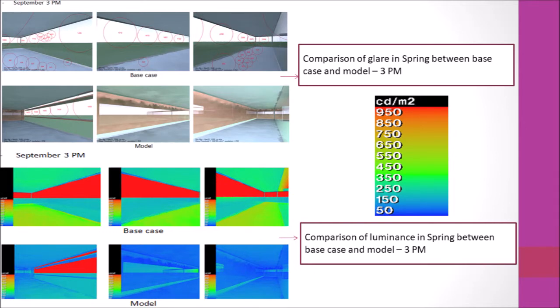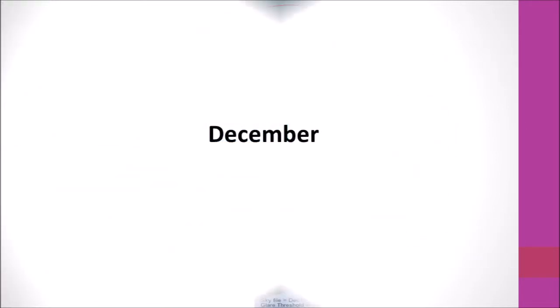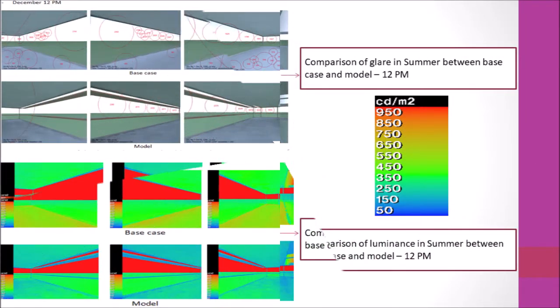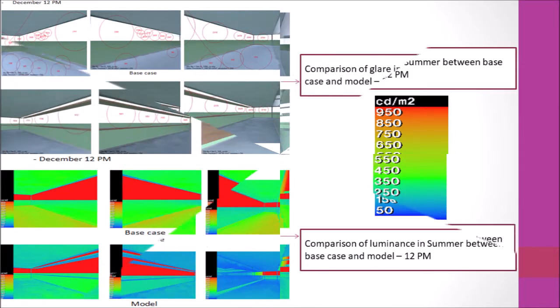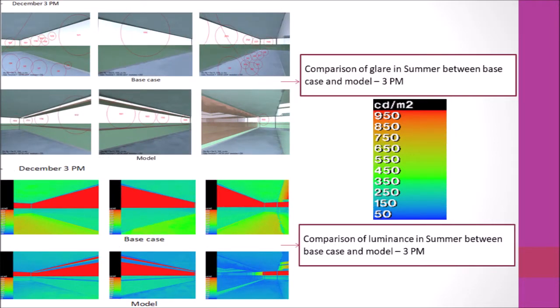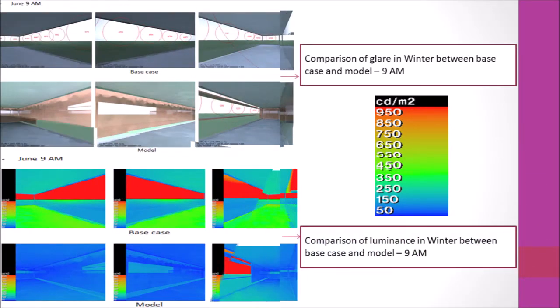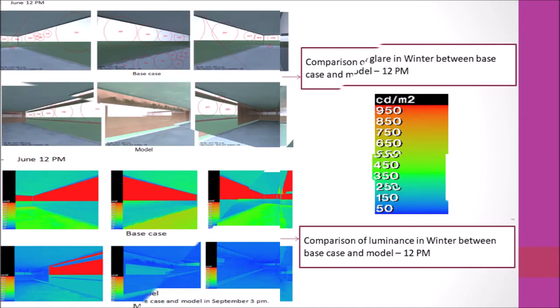December results. This is the base case of the month of December. We can see that the glare is eliminated, but the luminance range improvements are less than September due to the Sydney sunny weather. While in the month of June, both glare and luminance results have improved.